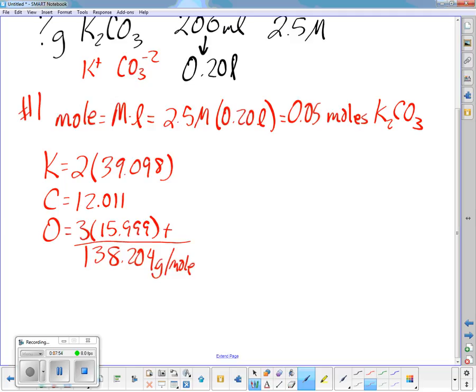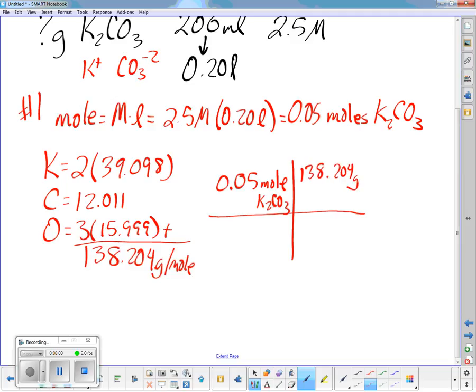That's how many grams there are in 1 mole, right? Well, then all I have to do is take 0.05 moles of K2CO3, and I'm writing it underneath because I'm not going to have very much room. And I know now there's 138.204 grams of K2CO3 in 1 mole of K2CO3. Moles of K2CO3 go out, and I just take those two and times them together.